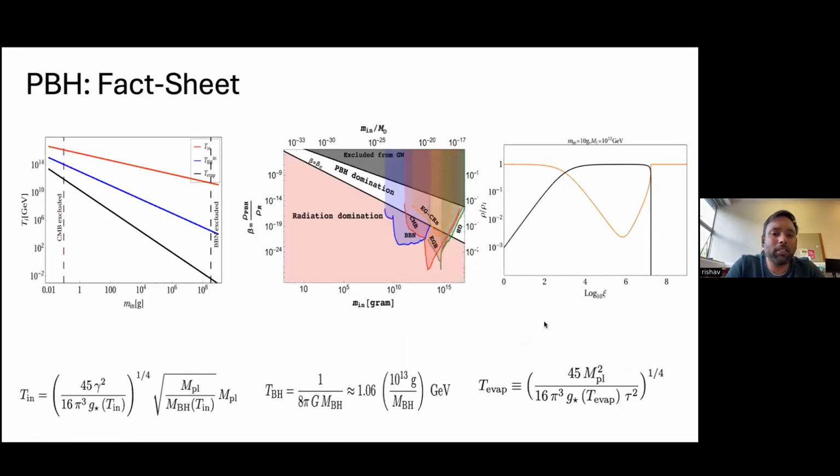Now, this is basically a fact sheet about PBH. I just plot the variation of different temperatures, that is the temperature at the time of formation, the instantaneous black hole temperature, and the evaporation temperature of the PBH, with the initial mass of the PBH, and this is how the different temperatures vary. And as expected, all of them have an inverse dependence on mass. So that's why the temperature decreases if the initial mass of the PBH is considered to be large.